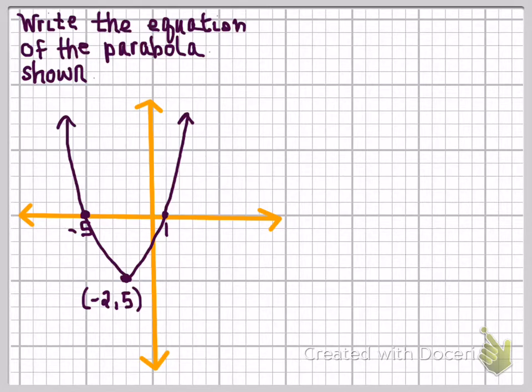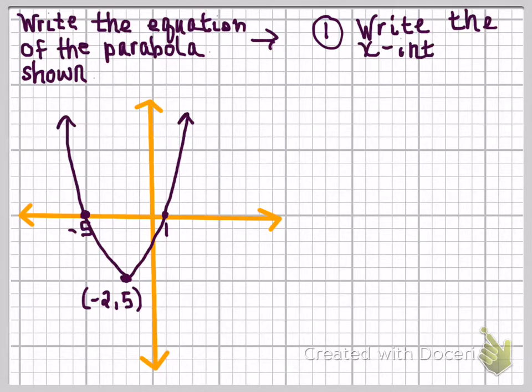But you could really look at any point that is on that parabola, and we like to choose points that land on the crosshatches really nicely because it makes it easier to solve. Well, the first thing we're going to do is identify our x-intercepts and write them as an equation, x equals. So we have x equals -5 and we have x equals 1.